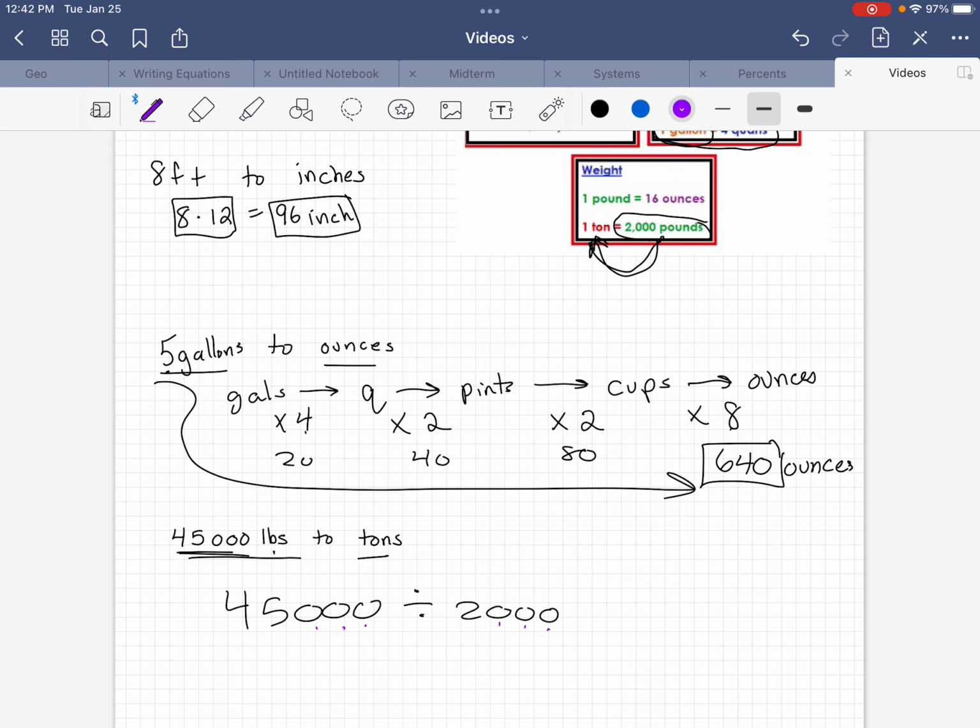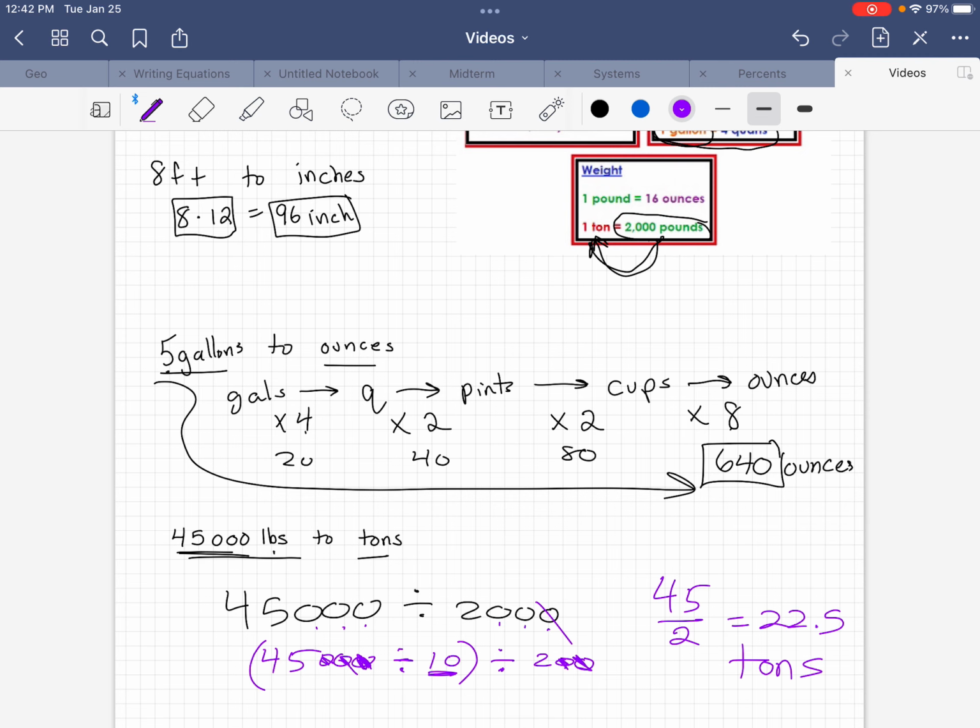And the reason why we're doing that, really 45,000 divided by 10 and then divided by the remaining part, 200, would be the same. So the 10 would cancel 1 zero. The next 10 would cancel the next 0. The next 0 would cancel the next 0. So it really just needed to be 45 divided by 2, which is 22.5. And again, we're looking at tons.